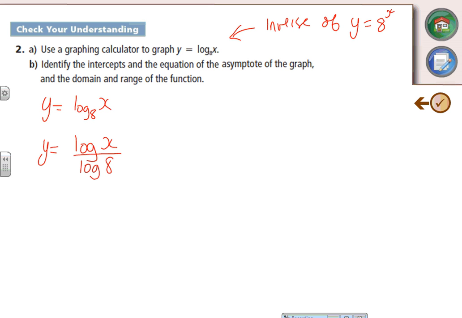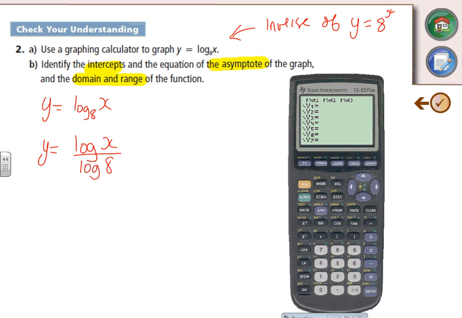Let's plug that in, and then we're going to identify the intercepts, the asymptote, domain and range. So let's graph it. Log of x, in brackets, divided by log of 8, end bracket. Graph. We could zoom in there. Let's go to zoom standard. There we go. Let's graph that again.